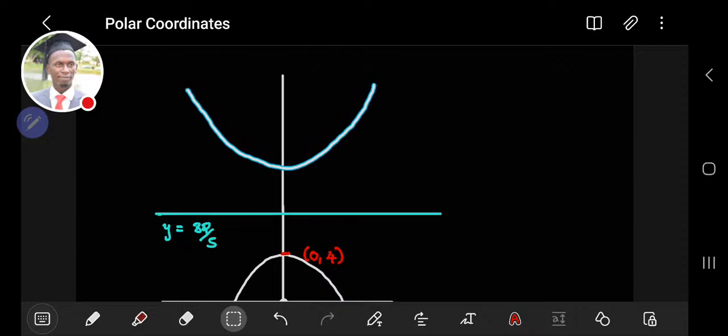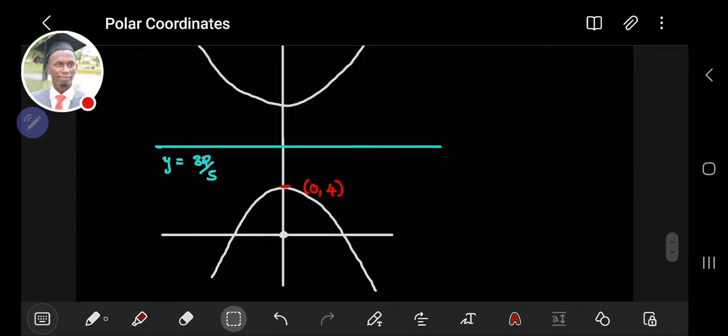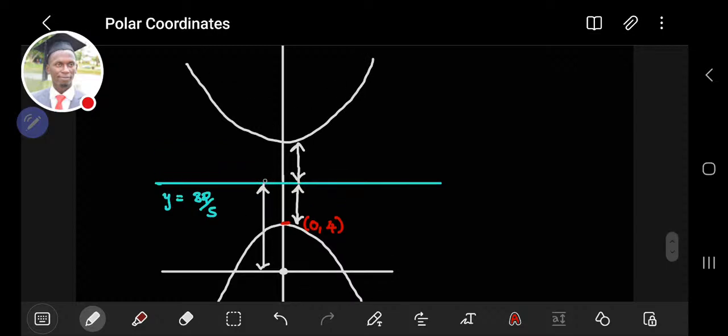It's going to be a little bit like this, but a few things stand out here. First and foremost, the distance from here to here has to be the same as the distance from here to this point. Apart from that, the distance from this point to the focus is going to be the same as the distance from here to where the other focus is. So let's say the other focus is somewhere here.